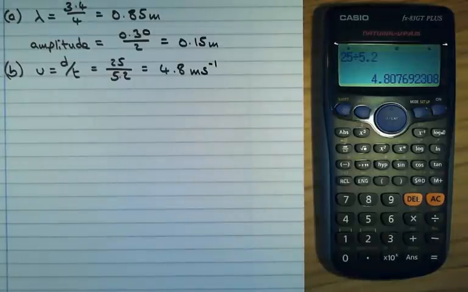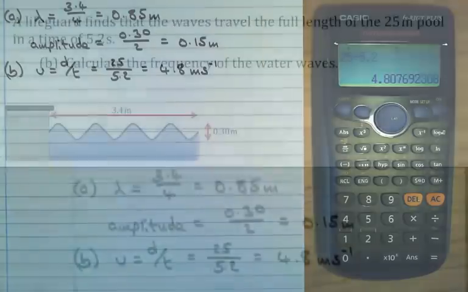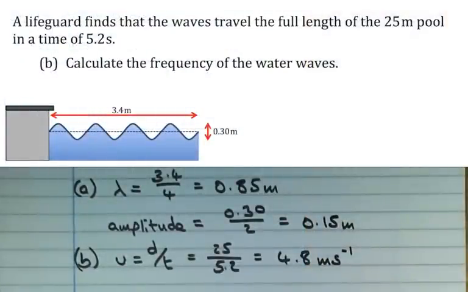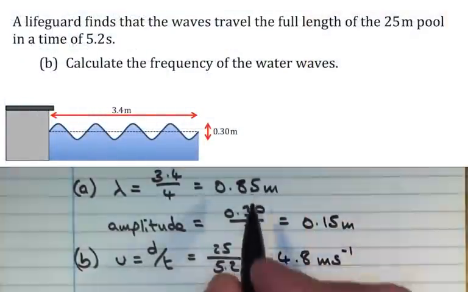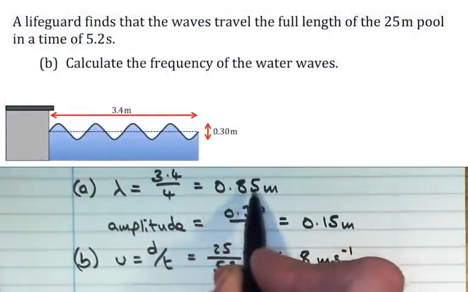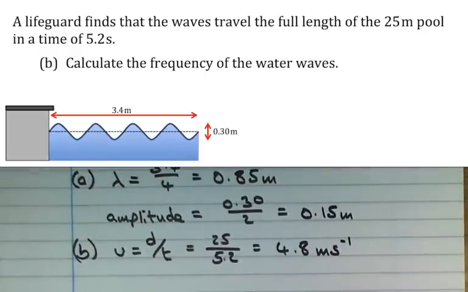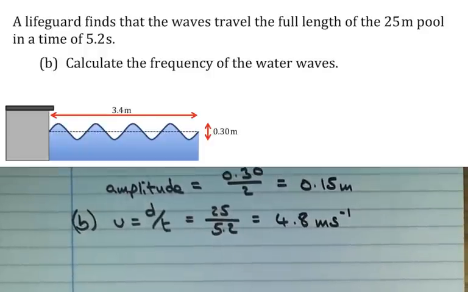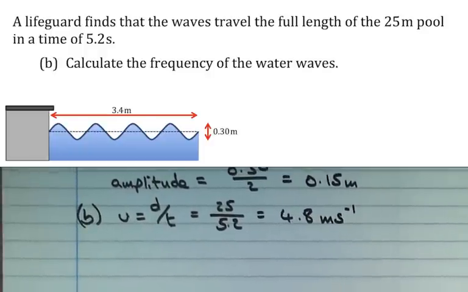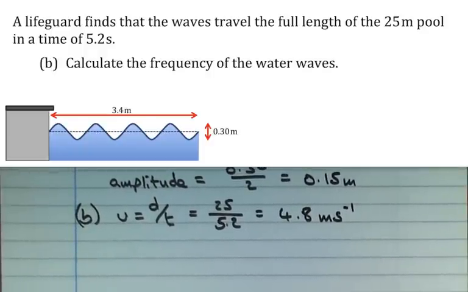Now, if you remember, the question was actually asking us not for the speed, but, and this is it here, calculate the frequency. Now, I will be losing this number if I move it up slightly. So remember, that wavelength is 0.85 meters. We'll not use this amplitude. So 0.85 meters. And we also know the speed is distance over time, 4.8 meters per second.